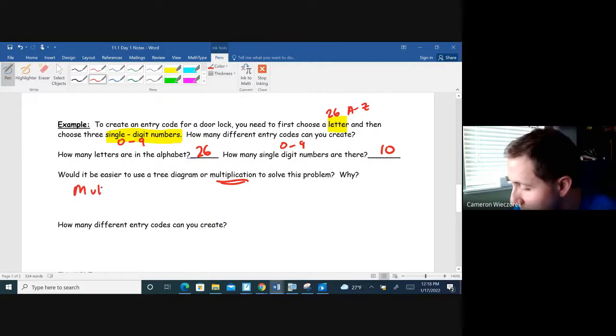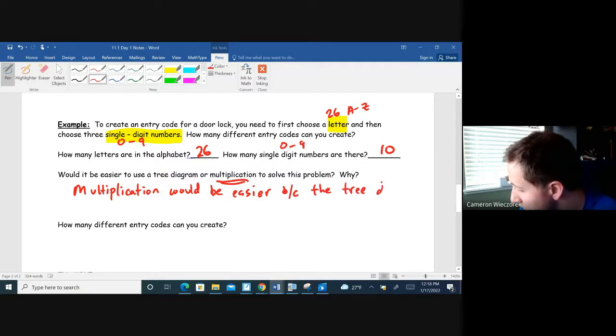So the counting principle by using multiplication would be easier. And I would just say because the tree diagram would have too many branches, it would be really hard to count. Way too many branches.